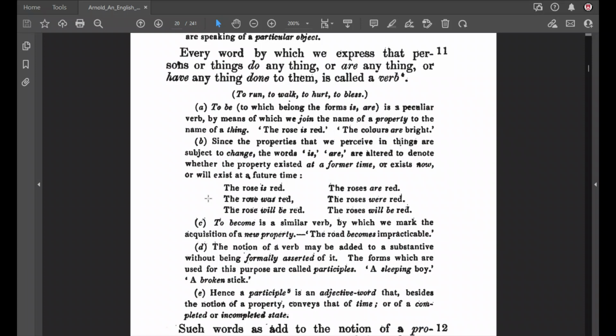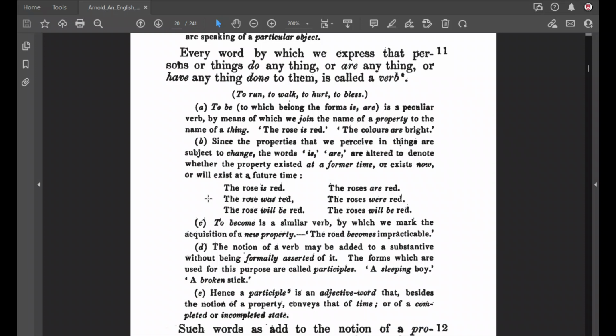And we can also say that a property will exist in an object in a future time. We can say the rose will be red. And so the tenses of verbs can change. Verbs can change forms to express different times.